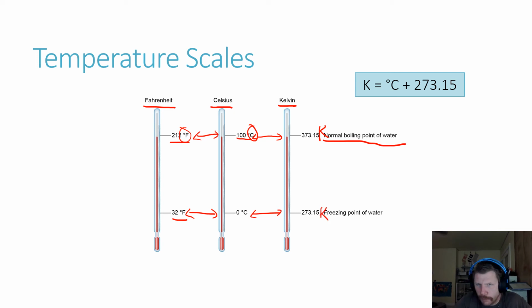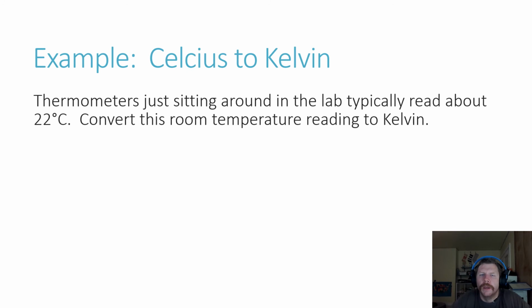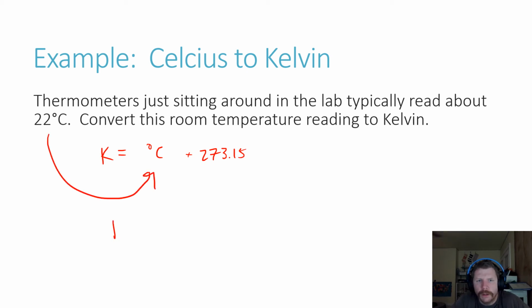The conversion from Celsius to Kelvin is super easy. If you know the temperature in degrees Celsius, simply add 273.15 and boom, now you have the temperature in Kelvin. So all that we need to do is say K is equal to degrees Celsius plus 273.15. Thermometers just sitting around in the lab typically read about 22 degrees Celsius. Convert this room temperature reading to Kelvin. Well, 22 there, K is equal to 295.15 Kelvin. Easy.